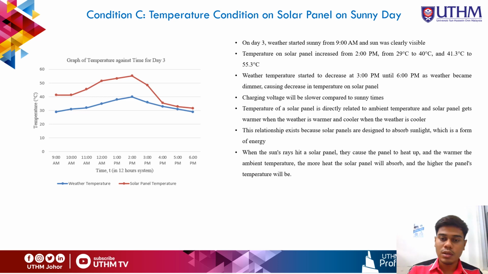Temperature of the solar panel is directly related to ambient temperature, and solar panel gets warmer when the weather is warmer and cooler when the weather is cooler. So when the sun's rays hit the solar panel, they cause the panel to heat up, and the warmer the ambient temperature, the more heat the solar panel will absorb, and the higher the panel's temperature will be.